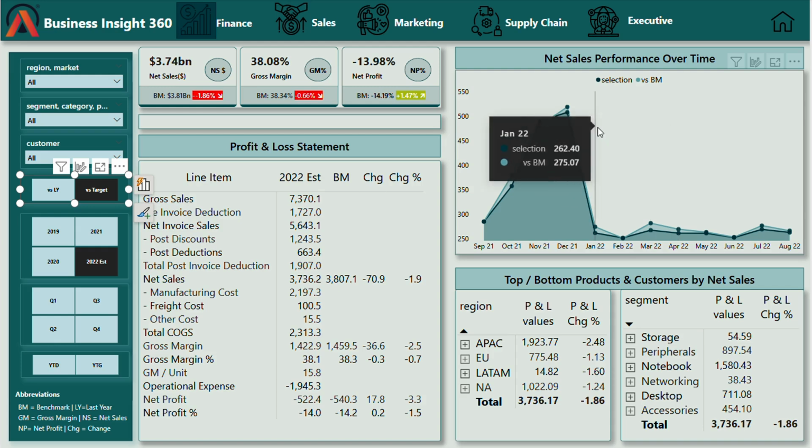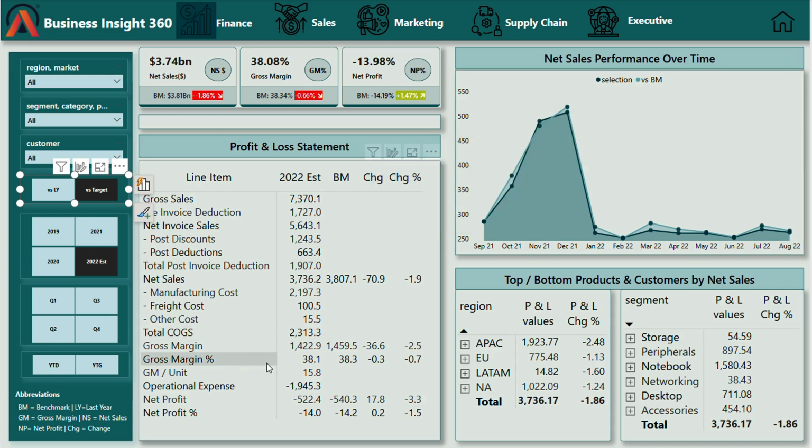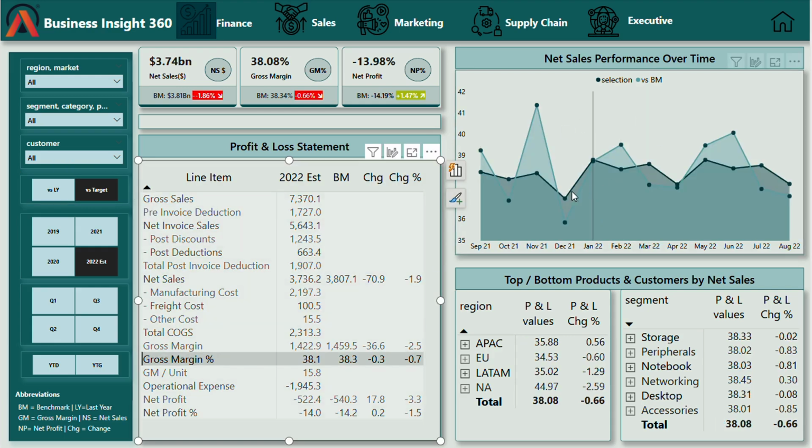But if we click on gross margin percentage, this area chart shows data according to gross margin percentage. As we can see, the lines of target and gross margin percent are not meeting. And these are top and bottom products and customers by gross margin percentage. If we see in the area chart, the gap between target and gross margin percent is more in November 2021. Let's look in detail at what happened in November 2021.